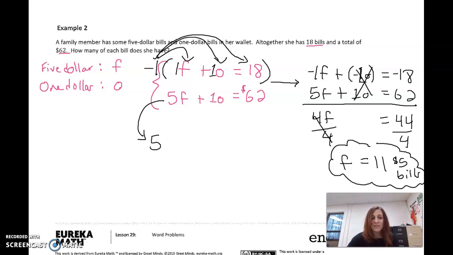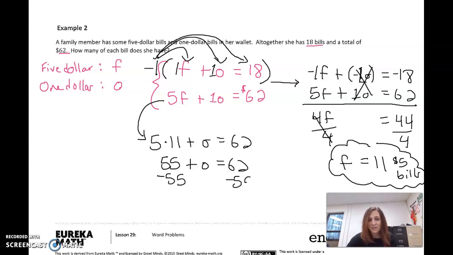5 times F, F is 11. So 5 times 11 plus O equals 62. Then we subtract 55 from each side. And I end this problem where I chose a poor variable. It still works, it's just a poor variable. 62 minus 55 is 7 $1 bills.